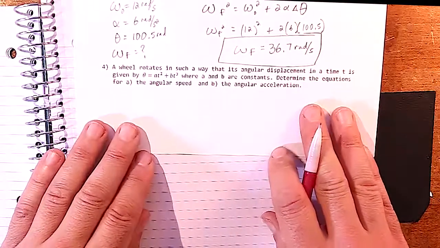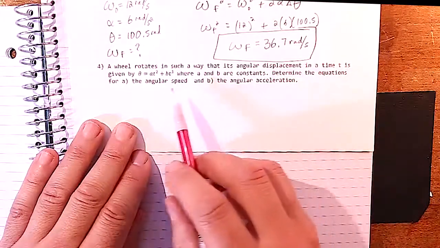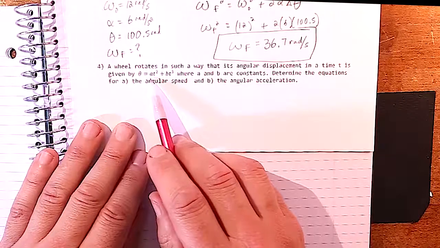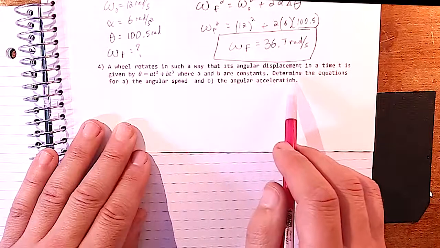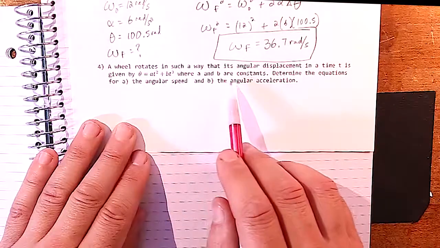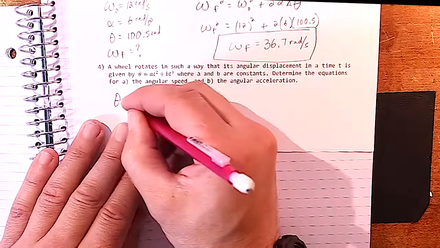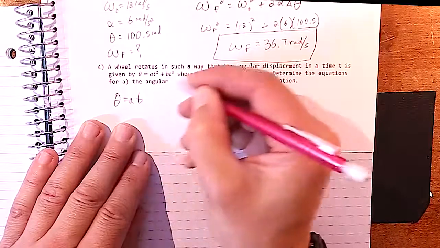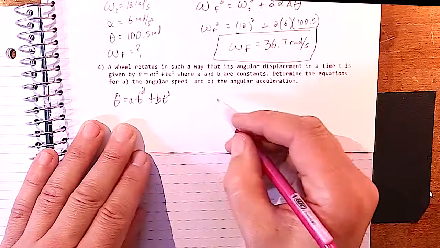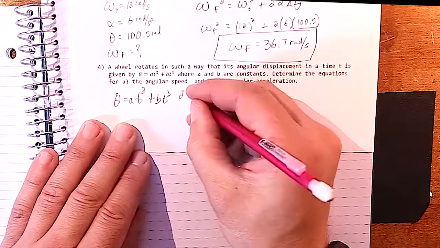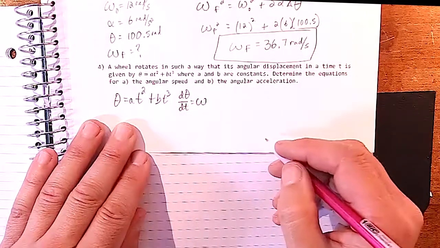In this one, it says we have a wheel rotating in such a way that its angular displacement in a time t is given by theta equals a t squared plus b t cubed. A and b are constants. And it says determine the equations for angular speed and angular acceleration. Well, if we have theta equals a t squared plus b t cubed, what's the formula for speed? Well, that's going to be d theta dt. That's omega.